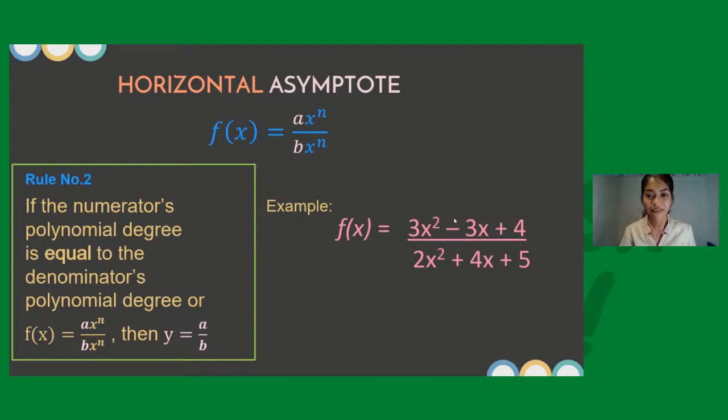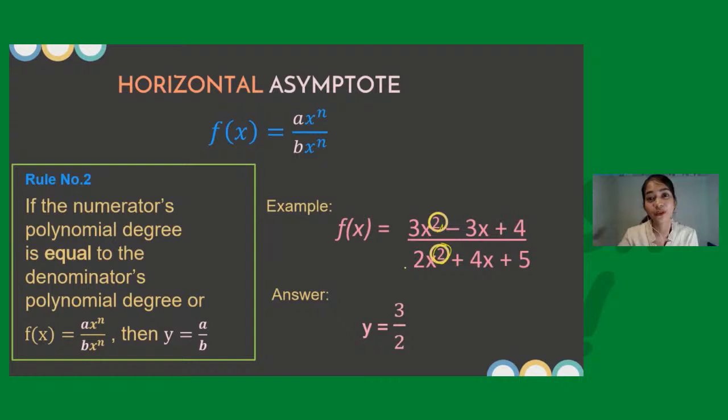For example, we have the function f of x is equal to 3x squared minus 3x plus 4 all over 2x squared plus 4x plus 5. So, you will notice here that the exponents of the leading terms are the same. Ayan. They are both in quadratic form. So, since they are similar, our answer will be y is equal to 3 over 2.